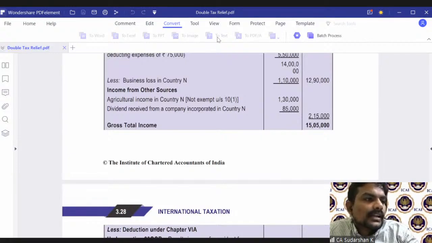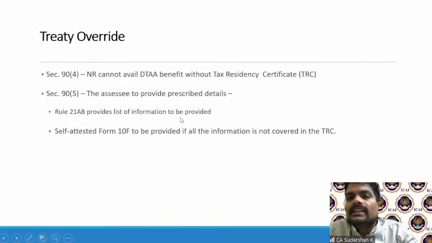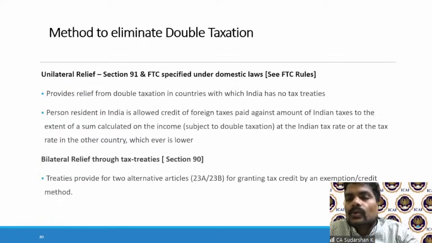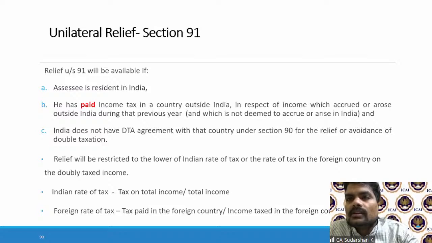So what we have done until now is understand how double taxation relief is availed. Double taxation relief is availed through a mechanism called tax credit, and it is restricted to the lower of the Indian rate of tax or the rate of tax in a foreign country. This is normally called ordinary credit. Full credit is whatever I paid in foreign tax in the foreign country. If I claim the entire amount, that is called full credit.